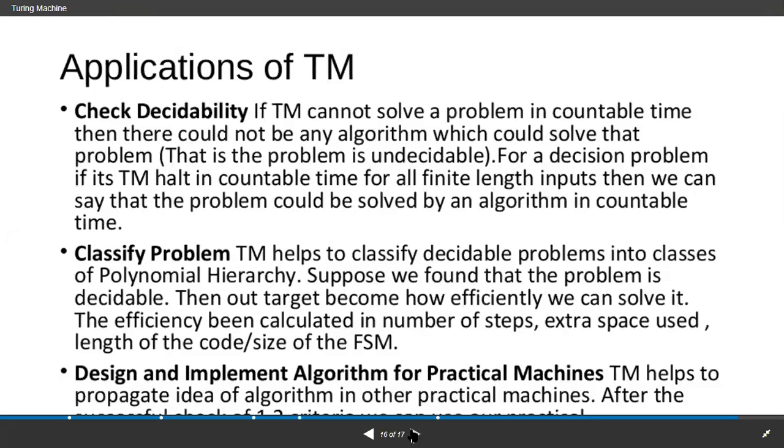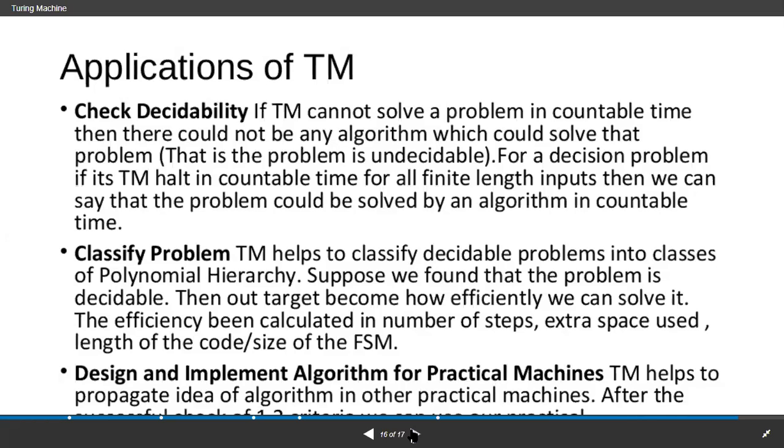And here I'm having the concept of applications of the Turing machine, and we're having mostly 3 important applications of Turing machines. One is check decidability, the next is classify problem, and the third one is design and implement algorithm for practical machines. These are the 3 most important applications of the Turing machines. Again, I'm repeating, the first one is check decidability.